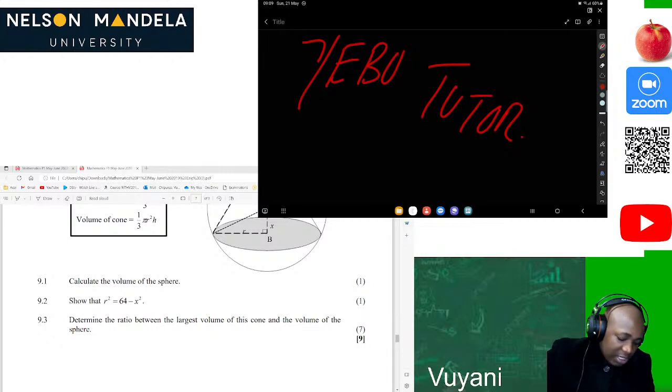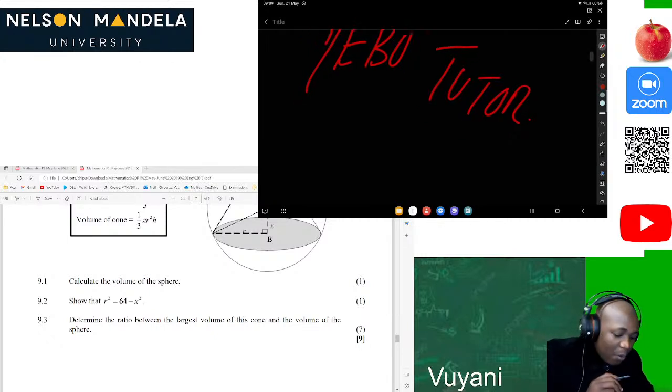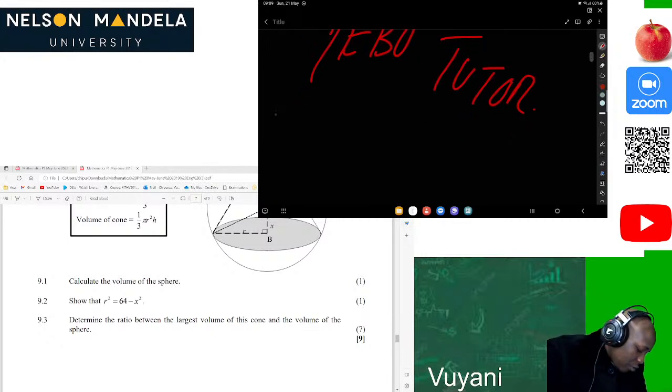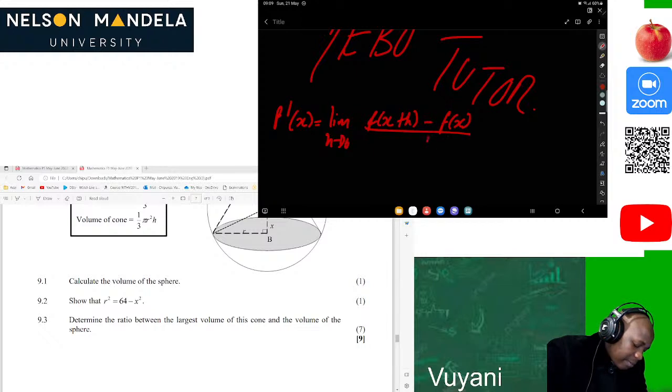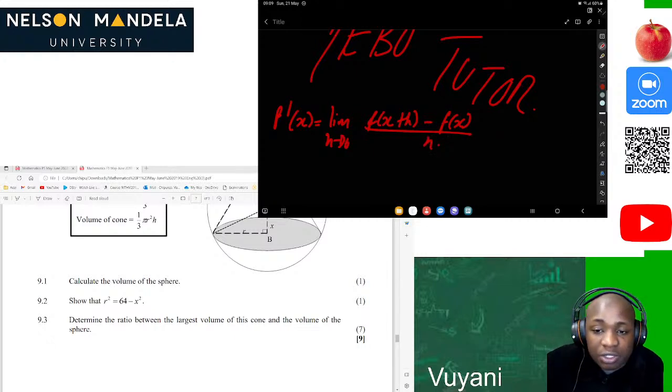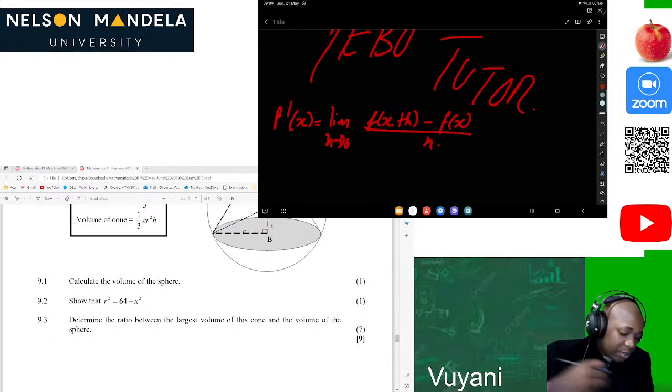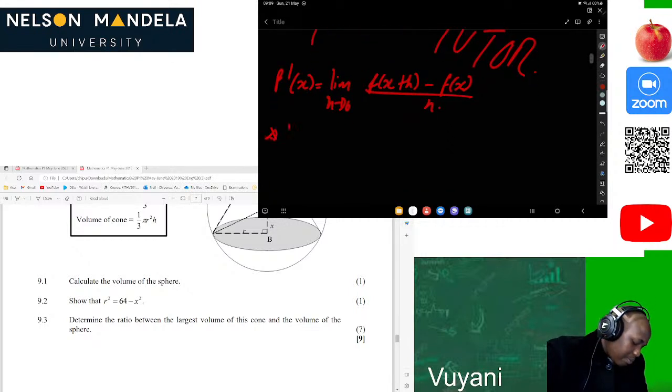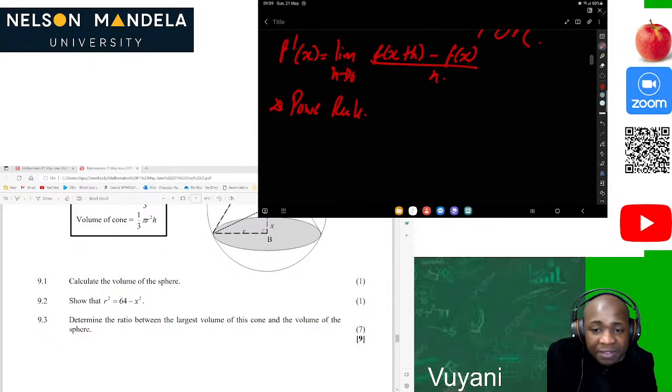Let's do a small quick recap whilst people are coming in. We know that f prime of x is the same as the limit as h approaches 0 of f of x plus h minus f of x, all divided by h. This is when they ask us to solve from first principles. Then we have what we call the power rule, where we derive things fast.